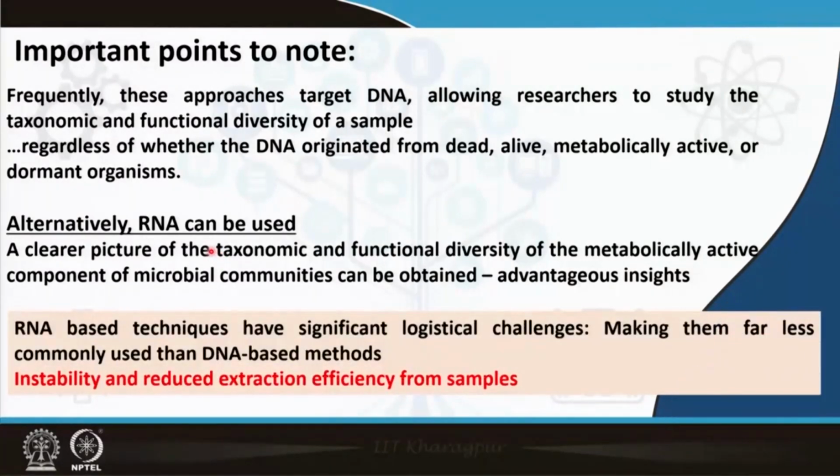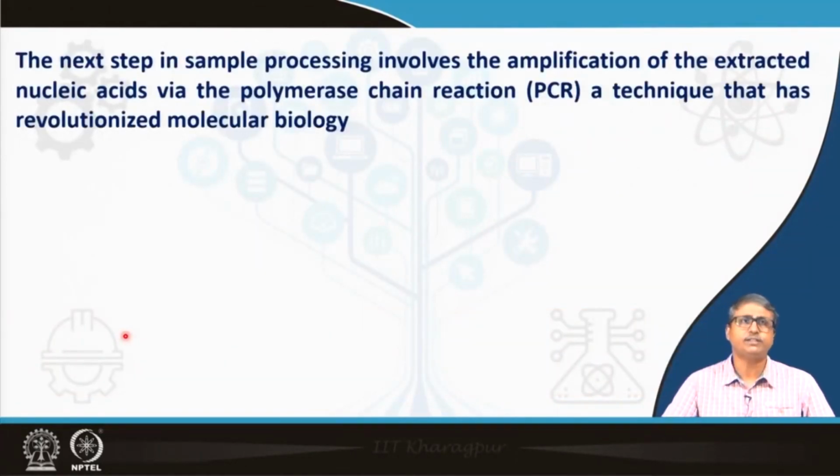However, these RNA based techniques have significant logistical challenges. What are the logistical challenges? They are unstable. RNA molecules are very, very unstable, and their extraction efficiency is also low. So if we are planning RNA based experiments or investigation to answer questions about what organisms and processes are going on there, we must be careful about that. We must take appropriate care about their stability and also use a larger sample volume so that the extraction efficiency is taken care of. Now, once we address that issue, the next step in the sample processing involves the amplification of the extracted nucleic acid via the PCR reaction.